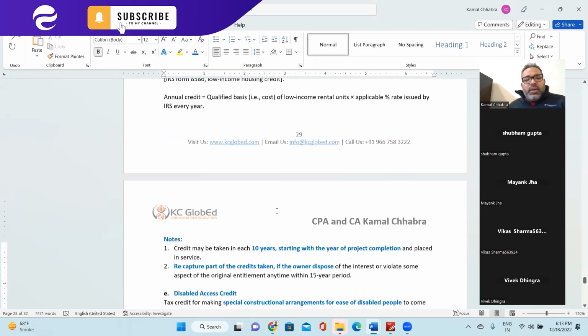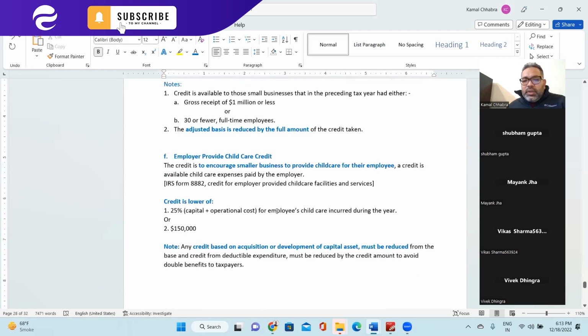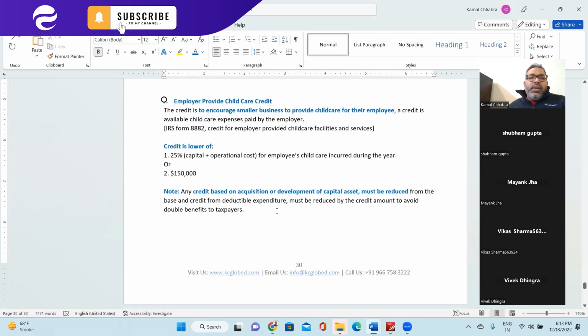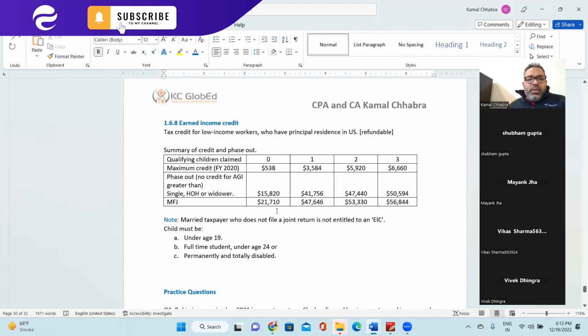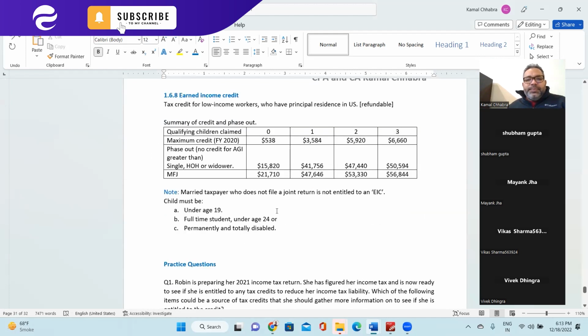So these all come under the general business credit, right? Now the next one is the earned income credit. It is the tax credit for lower income workers who have a principal residence in the US. The credit is claimed for each qualifying child.